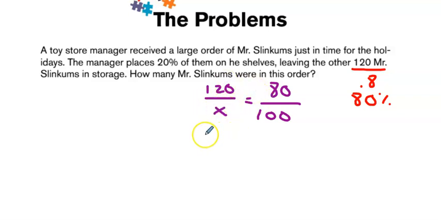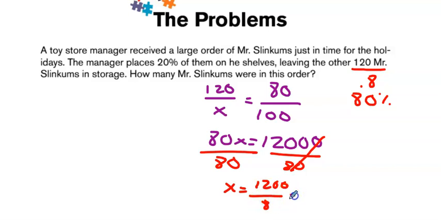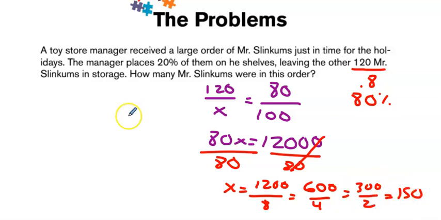And when you cross multiply and solve this problem, we're going to get 80x equals 12,000. And then I'm going to divide both sides by 80. And we get 1,200 divided by 8. Let's see, that's the same as 600 divided by 4, or 300 divided by 2, or 150. So there are 150 Slincums in this order entirely.